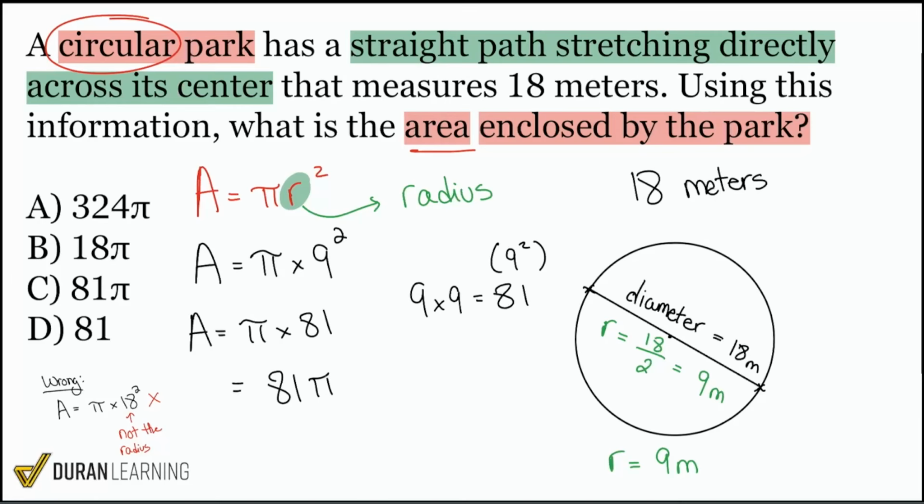It is actually not going to be A. It's going to be answer choice C. And just a quick pop quiz before we continue. This is going to be very important. Given that the units that we're using are meters, what are the units for our final answer? 81 pi what? It's going to be 81 pi, correct, square meters, or meters squared. Just like that.